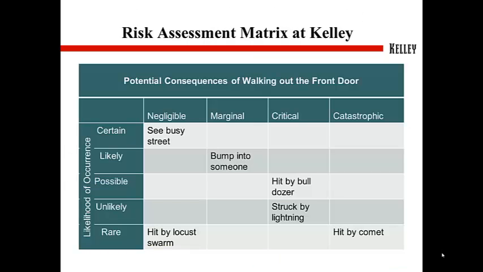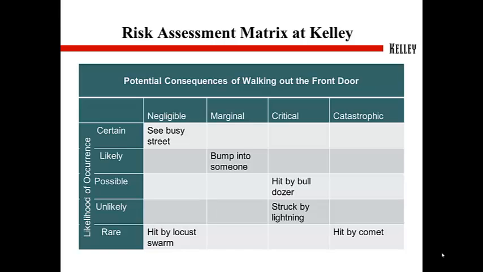Now, just for fun, I made what is called a risk assessment matrix here at Kelly. I asked the question, what are the potential consequences of walking out the front door? And in this matrix, all the columns represent the impact, and we go from negligible to catastrophic, and each row represents the likelihood of occurrence.